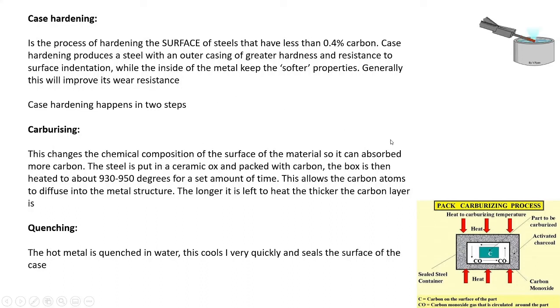Steel is put into a ceramic box and packed with loads and loads of carbon. The box is then heated to around 930 to 950 degrees for a set amount of time. This allows the carbon atoms to diffuse into the metal structure. The longer you leave it in the heat, the thicker the layer of carbon will be. Once you've done that, the hot metal is then quenched in water. This cools it very quickly and seals the surface of the casing.